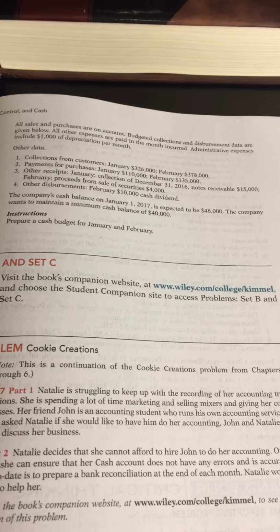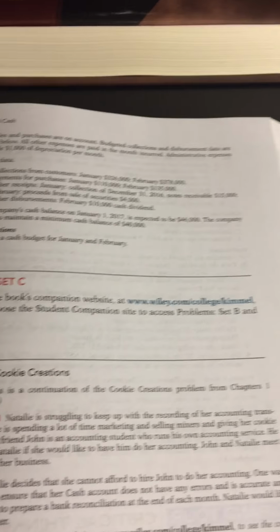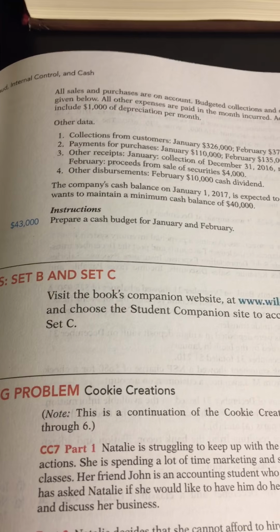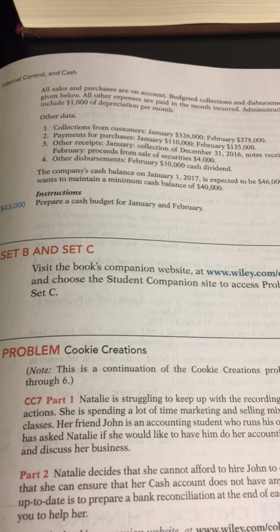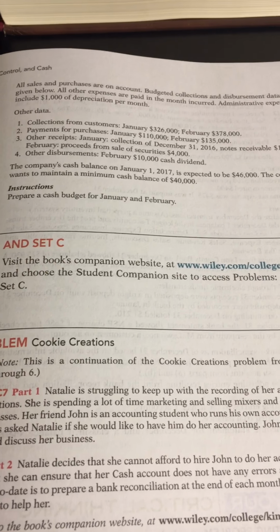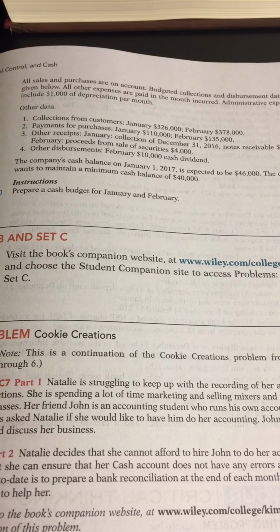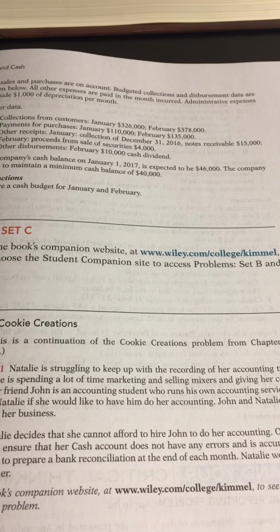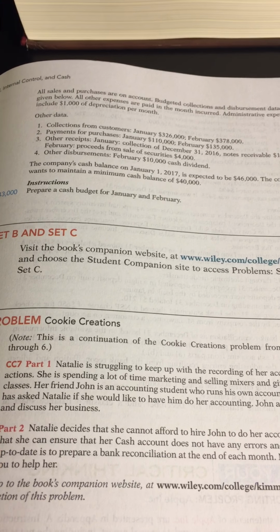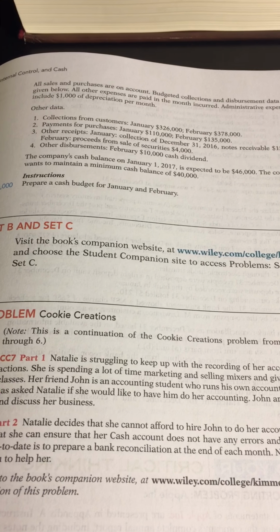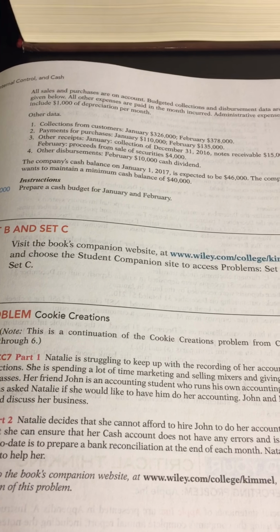So to begin with, we're going to be down here in the last part, right above the instructions. It tells us that the company's cash balance on January 1, 2017 is expected to be $46,000. And the company also wants to maintain a minimum cash balance of $40,000.